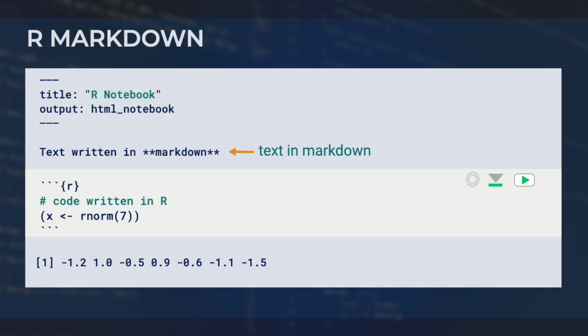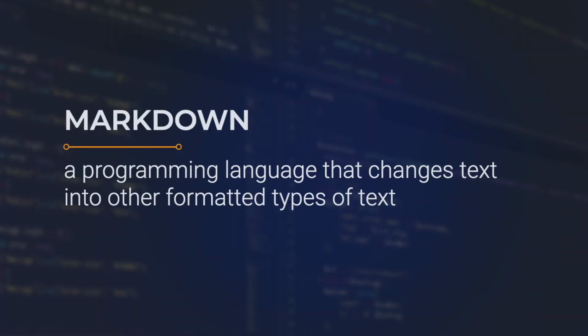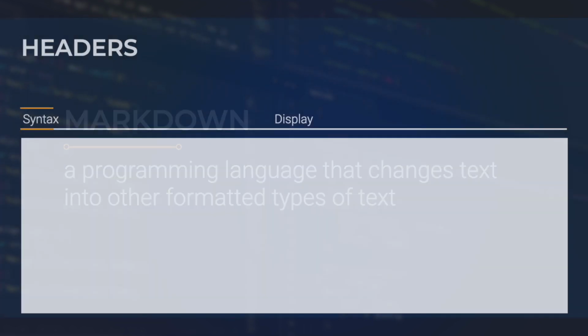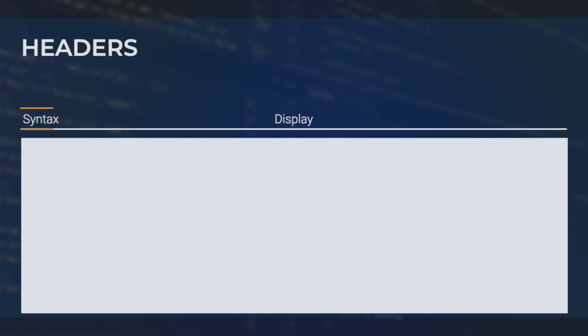Because R Markdown documents are converted to Markdown before being converted into these other file types, that means that we can take advantage of the very simple formatting rules of a Markdown document and apply them to be included in our output report. If you're not familiar with Markdown, Markdown is a language that is going to very simply change text into other types of formatted text. So we can take our plain text and convert it into a numbered list or into bold or into a header quite simply. Let me show you a couple of examples here.